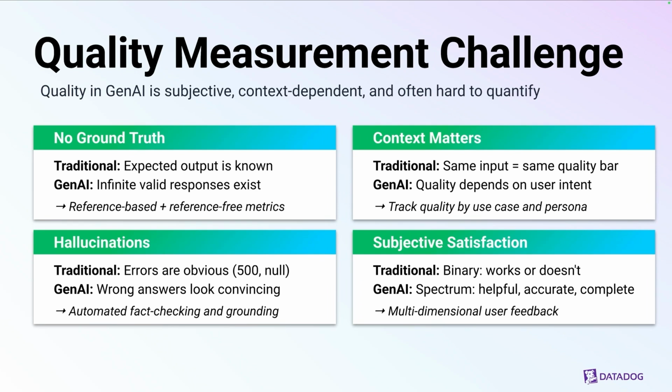GenAI presents a deep challenge when it comes to quality measurement. It's because quality in GenAI is inherently subjective, context-dependent, and as a result, difficult to quantify with traditional metrics. Let's look at the 4 core reasons for the difficulty. First, there's no ground truth. Second, context matters. Third, hallucinations are a major challenge. And finally, we're dealing with subjective satisfaction. That means we've moved on from a binary world, where it either works or it doesn't, to a spectrum. Users are judging the response on how helpful, accurate, and complete it is.